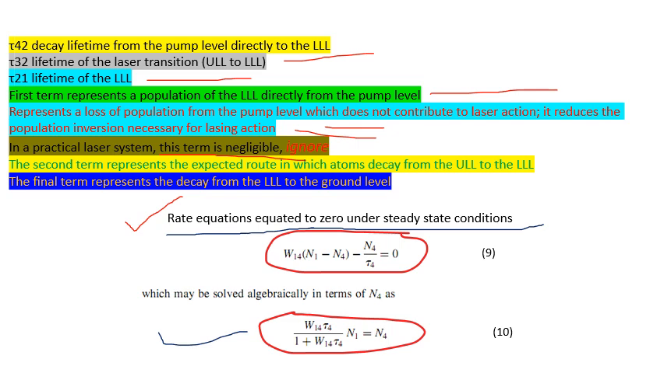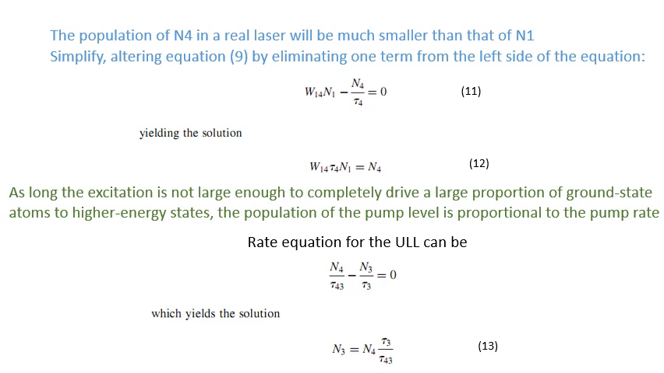You get these values, and then the population of N4, which is a pump level. So it's pumped to N4 and then immediately goes down to ULL where it stays. Okay. So what it's saying here, the population of N4 in reality will be much smaller than that of N1. N1 is ground level, which is obviously the natural level to be populated.